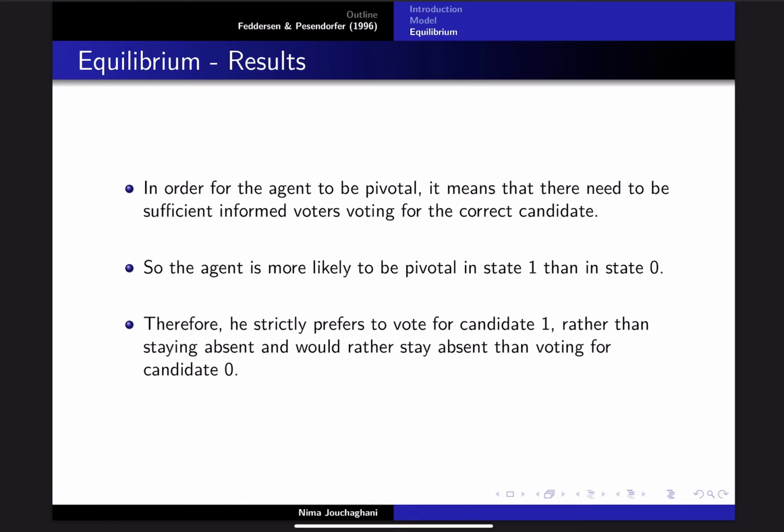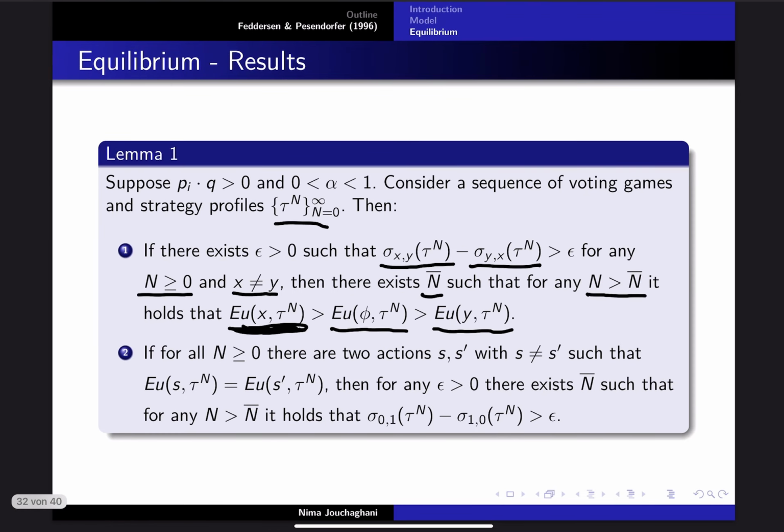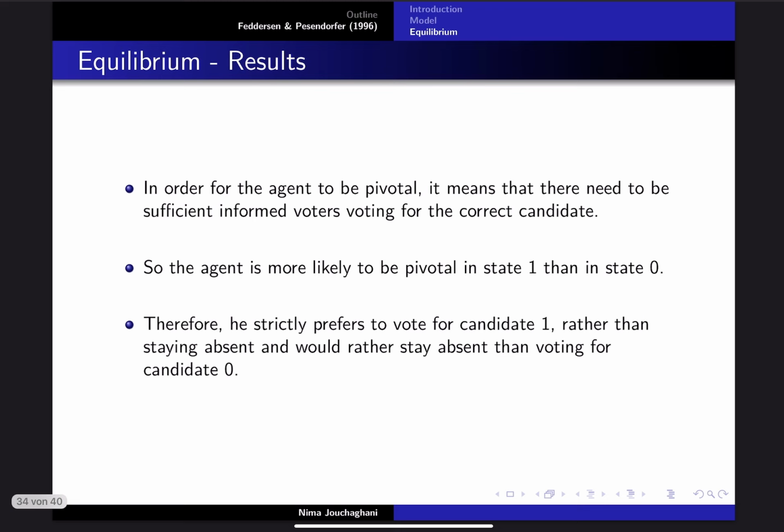So you are more likely, as an uninformed independent agent, given the assumption that we made in the beginning of lemma 1.1, to be pivotal in state 1 than in state 0, which means that this gives you information about the state. So just being pivotal gives you information about the state because of the behavior of the informed agents.